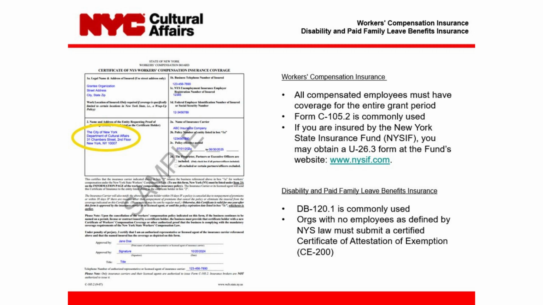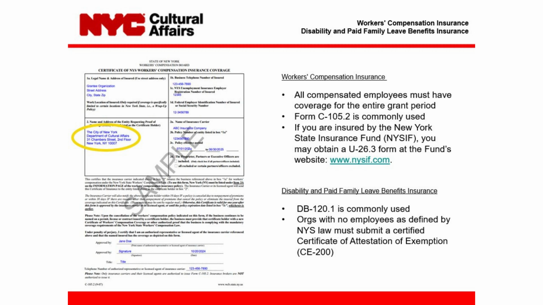There are several forms that can be used as documentation. The C-105.2 is commonly used. A sample form is shown here for your reference. If you are insured by the New York State Insurance Fund, NYSIF, you may obtain a U-26.3 form at the fund's website, www.nysif.com. Click on Print a Certificate and follow the prompts.